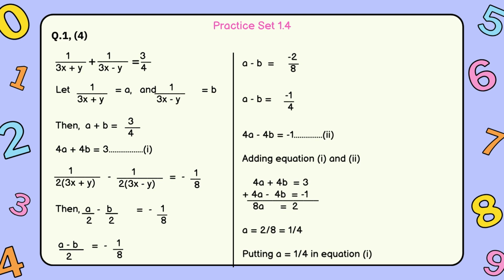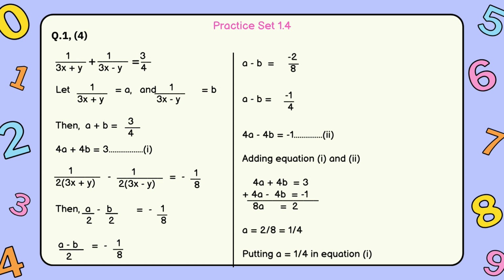Now to again get rid of the denominators, we do the same thing, that is take the 4 to the left hand side, which gives us 4a minus 4b is equal to minus 1. We name this as equation 2, and as we can see, we have the same values, and the 4b has different signs in both of the equations. So we add those two equations and we get 8a is equal to 2, which gives us a is equal to 2 upon 8, which is 1 upon 4.